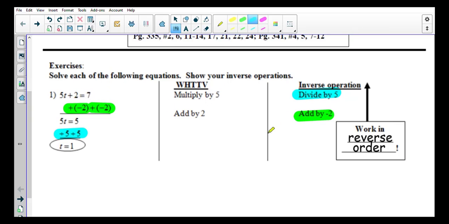So again, the main things here is list what's happening to the variable in the order in which they're occurring. List your inverse operations and work in reverse order. Mr. Underkoffler likes to call this SADMAP, which is the opposite of PEMDAS. So instead of doing multiplication and division first, and then addition and subtraction, we actually work in reverse order. So addition and subtraction come first, then multiplication and division.